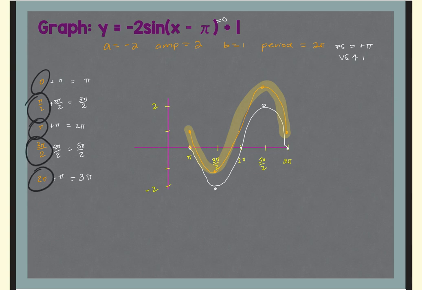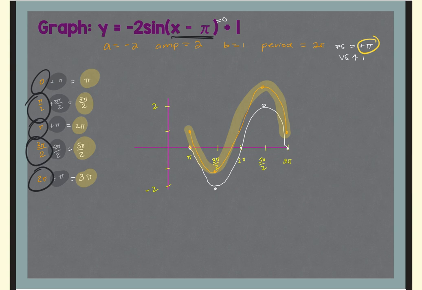But then there is a horizontal shift, or a phase shift, here. I have to set that equal to 0, which means my phase shift is a positive pi. So to each of the ones that I got originally, I'm going to add pi. And I get my ending key points, which are pi, 3 pi over 2, 2 pi, 5 pi over 2, and 3 pi.